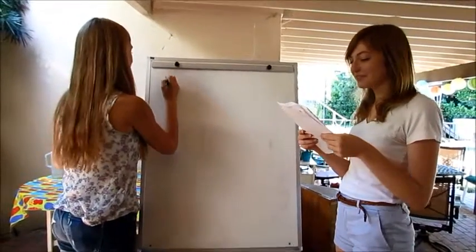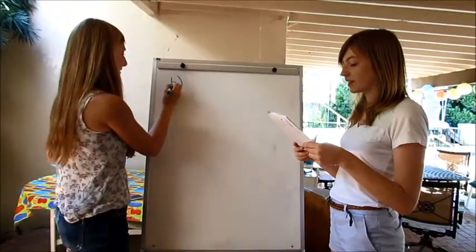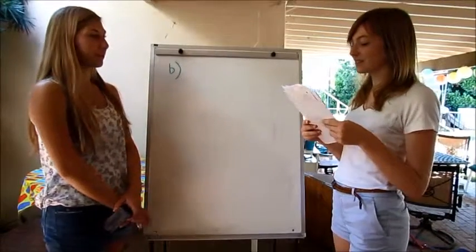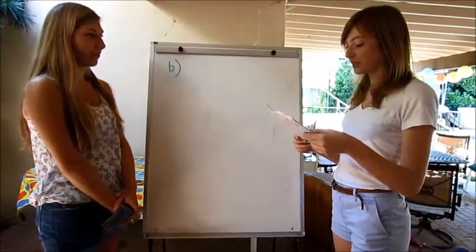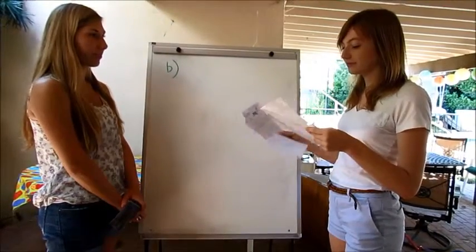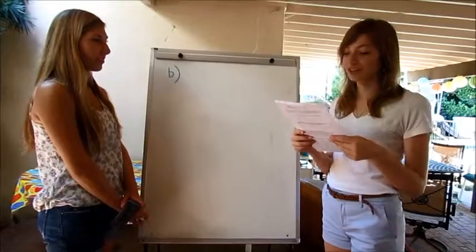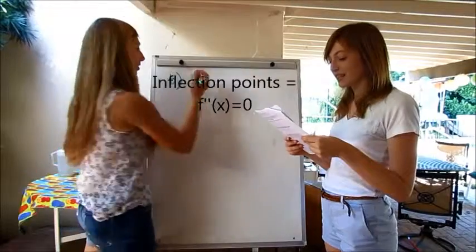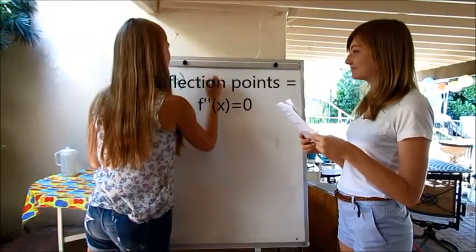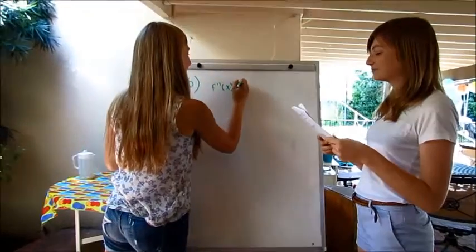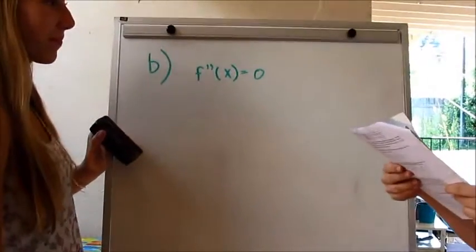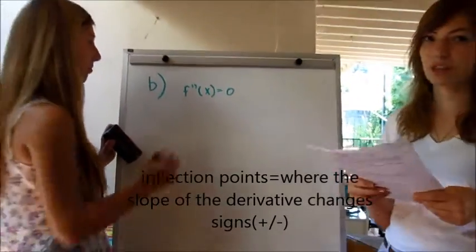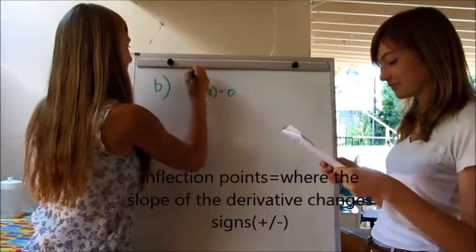Part B. Find the x-coordinate of each point of inflection of the graph of f on the open interval x is greater than -4 and less than 4. Justify your answer. The inflection points are found by taking the second derivative of the function and setting it equal to 0. Given the graph of the derivative, inflection points are where the slope of the derivative, the second derivative, changes sign from positive to negative or from negative to positive.